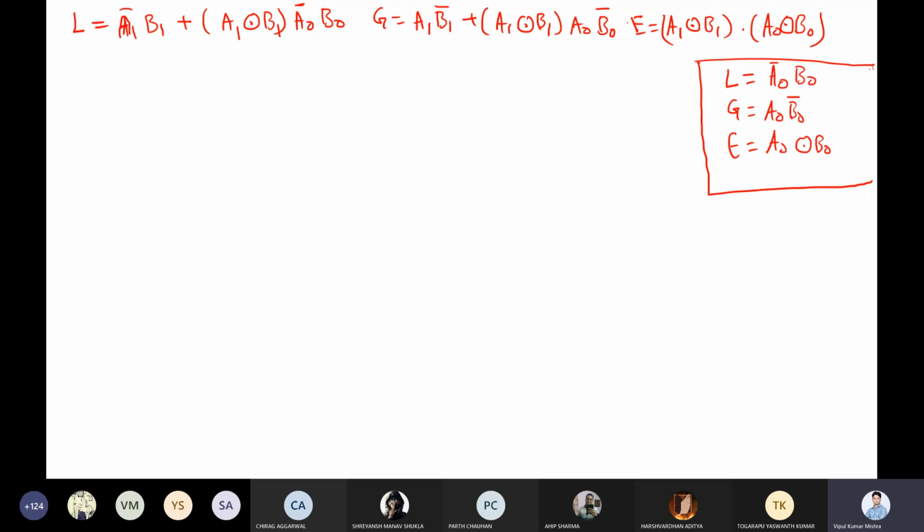Okay. Anything else? Okay. Now let me give you another thought process. Suppose you have A equal to 1 0, and let me say this is your A1 bit, this is your A0 bit, and you say we have B that is 0 1, and this is your B1 bit, this is your B0 bit. Once you compare this, how will you compare? If you want to compare A and B in terms of magnitude, from where will you start?